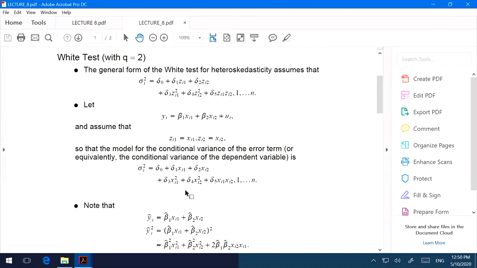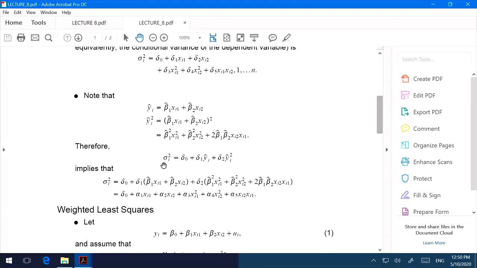So what I'm going to try and show you here is how using y hat and y hat squared is equivalent to having all of these x's, the squared x's, and the cross products. So remember that yi hat is beta 1 hat times xi1 plus beta 2 hat times xi2. Yi hat squared is going to be the square of this. So if I square this, I'm going to get beta 1 hat squared xi1 squared plus beta 2 hat squared xi2 squared, and so on. So you see how yi hat captures x1 and x2, and then yi hat squared captures x1 squared, x2 squared, and the cross product.